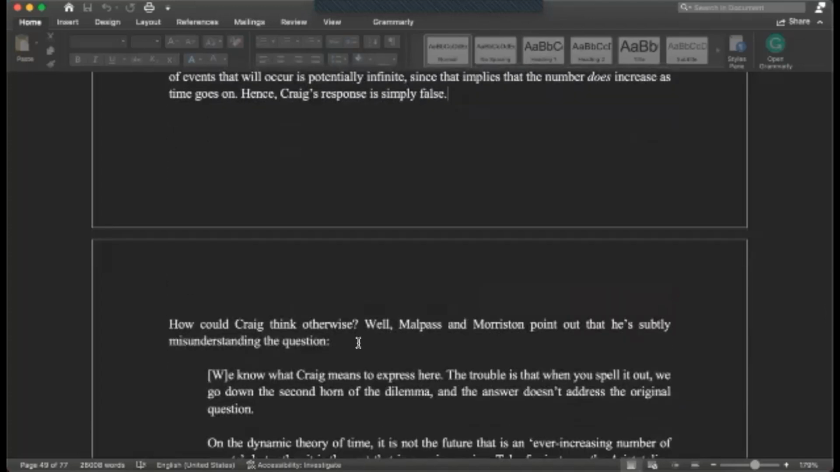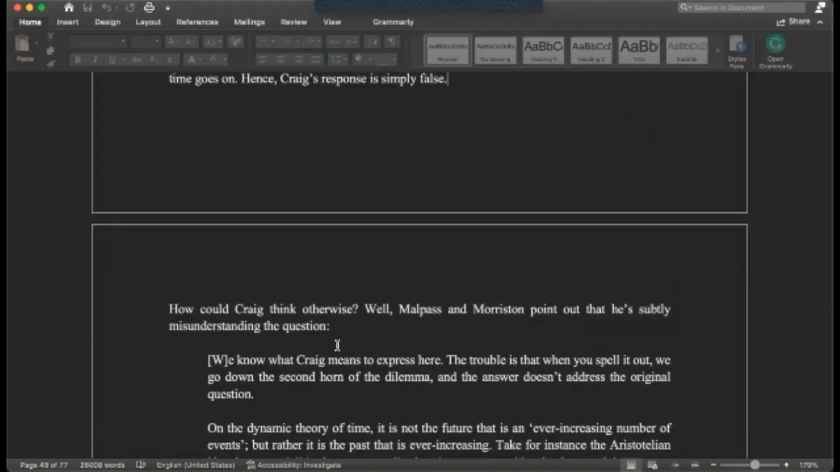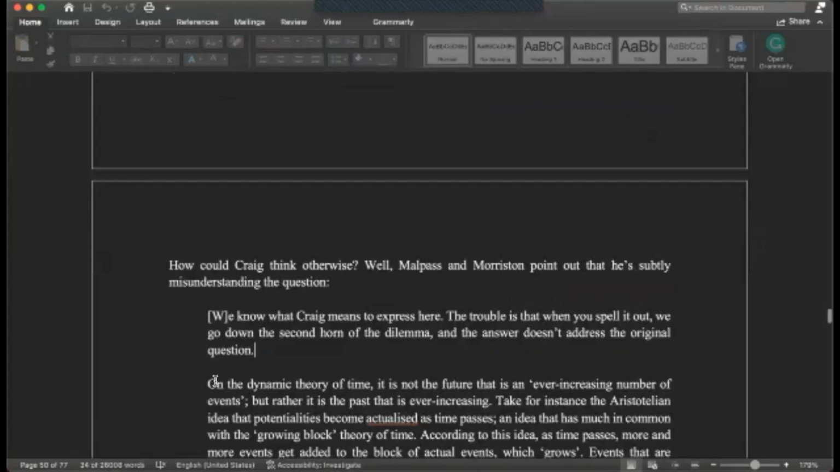Well, Malpass and Morstan point out that he's subtly misunderstanding the question. They point out that we know what Craig means to express here. The trouble is that when you spell it out, we go down the second horn of the dilemma, and the answer doesn't address the original question. On the dynamic theory of time, it's not the future that is an ever-increasing number of events, but rather it is the past that is ever-increasing.